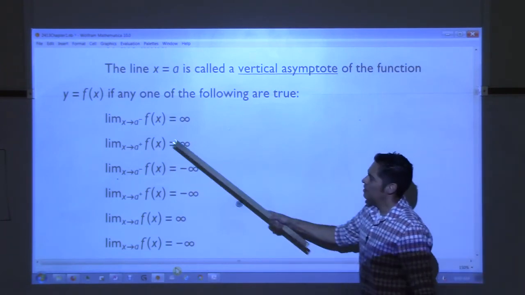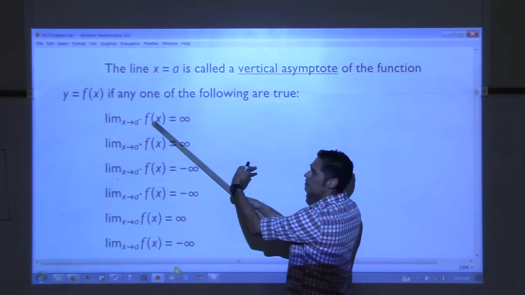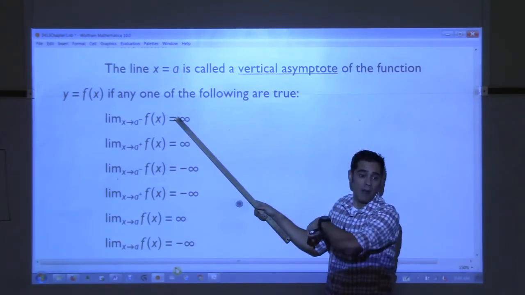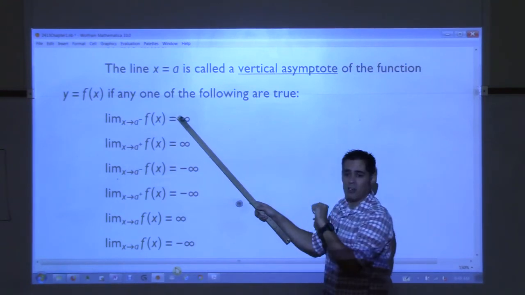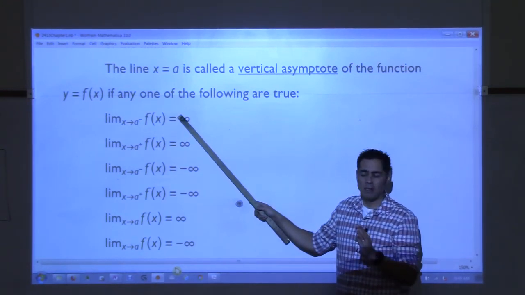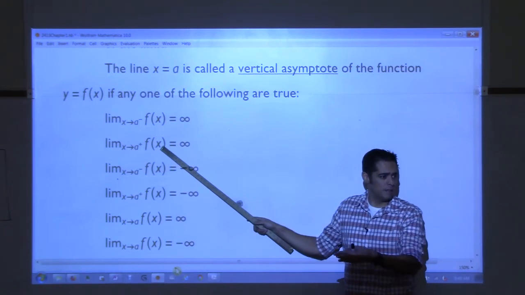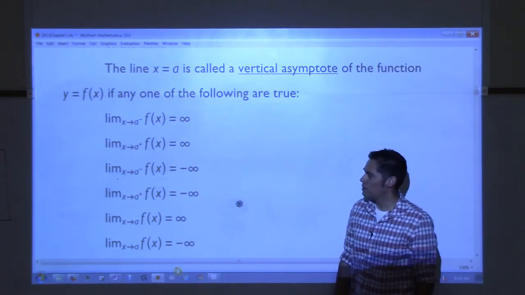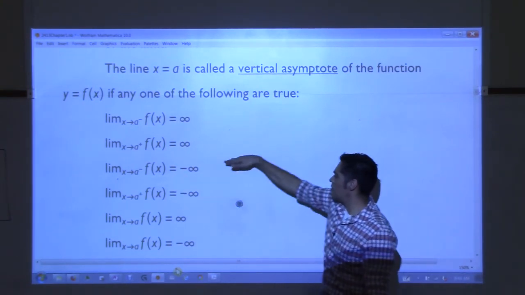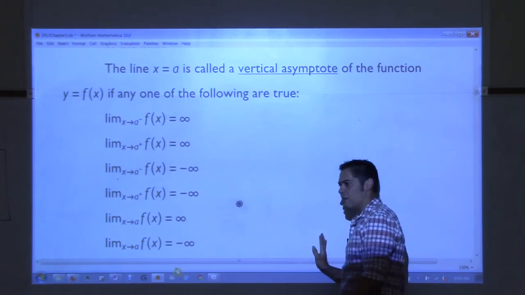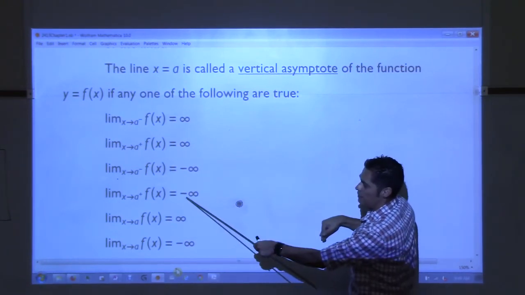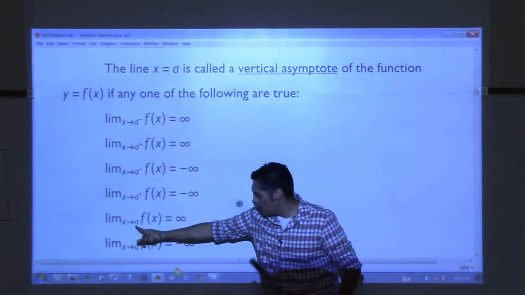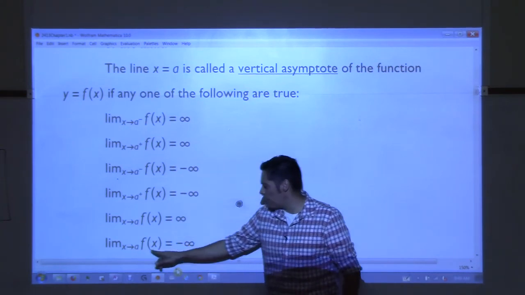If any of these are true, we have a vertical asymptote at a. So this says if you come in from the left side of a and it goes to infinity, you have a vertical asymptote. It does not matter what's happening from the right. If just that one condition holds, you have a vertical asymptote. If you come in from the right and you go to infinity, then you have a vertical asymptote there. If you come in from the left and it goes to negative infinity, then you have a vertical asymptote. Or if you come in from the right, it goes to negative infinity, you have a vertical asymptote. And of course, the last two say what? From both left and right, you go to infinity, or both left and right, you go to negative infinity.